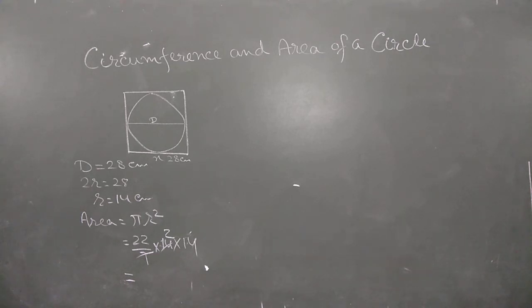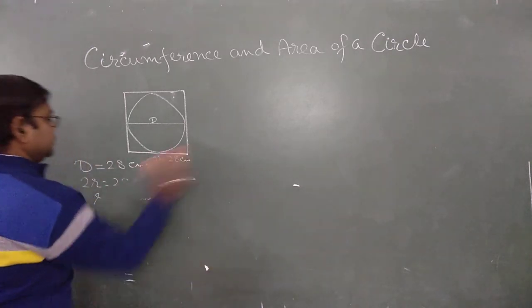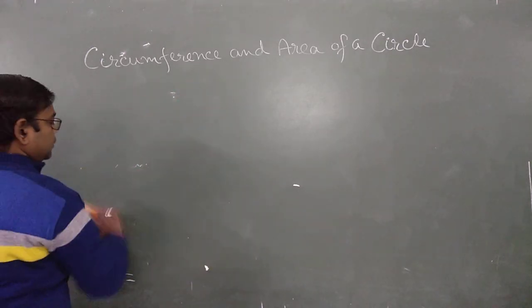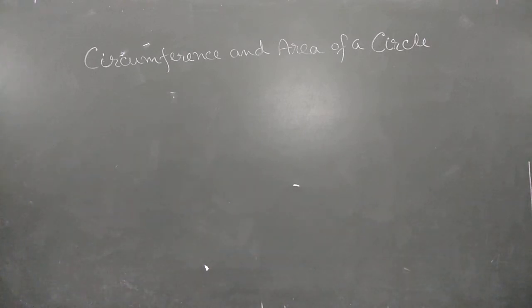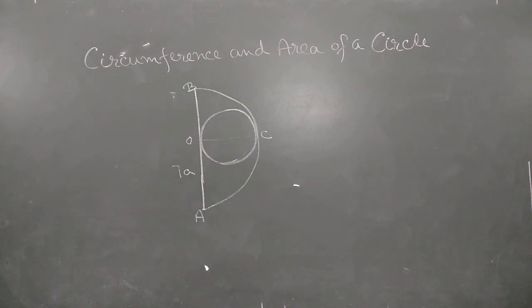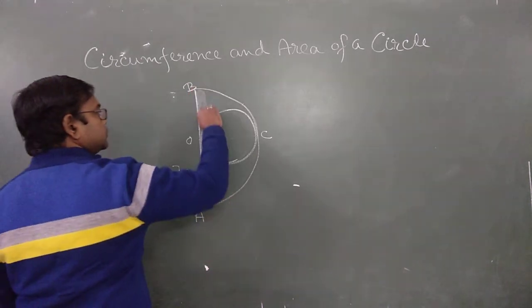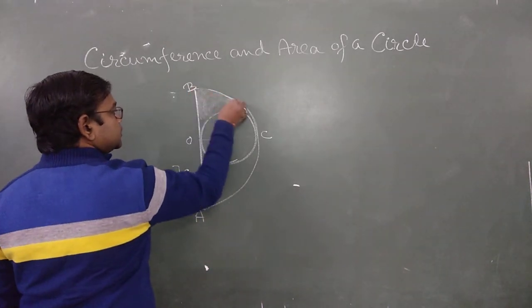This question says: find the area of the shaded portion of the given figure. What is the figure? See the figure very carefully. This is the shaded part.